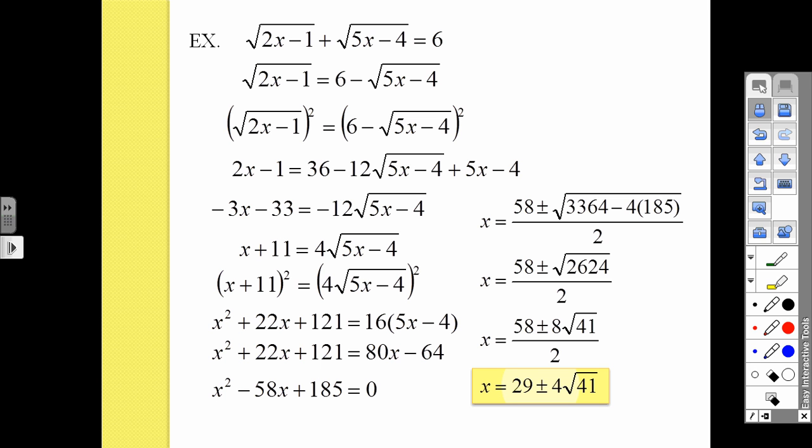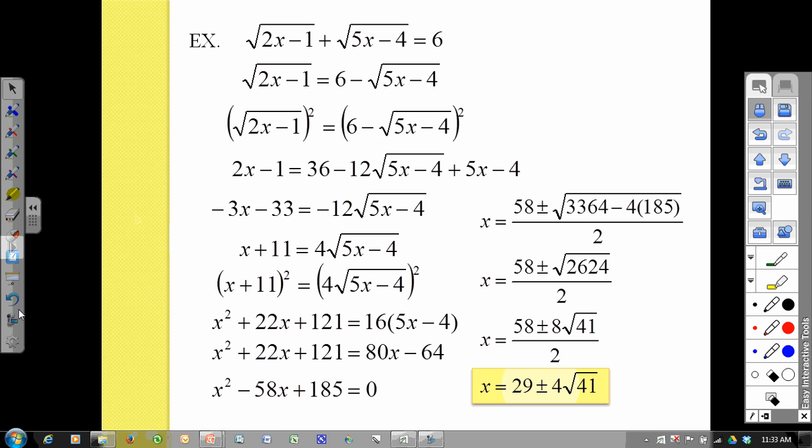Okay, so hopefully you guys don't have too many of these really, really long problems, but as you can see, they are still doable. All right, so have fun with that.